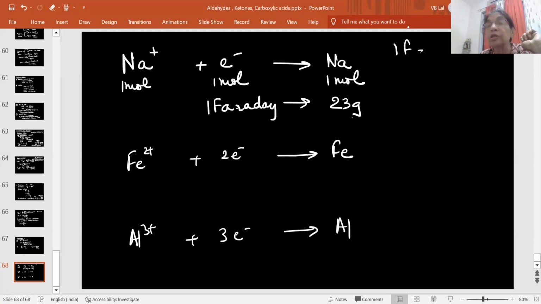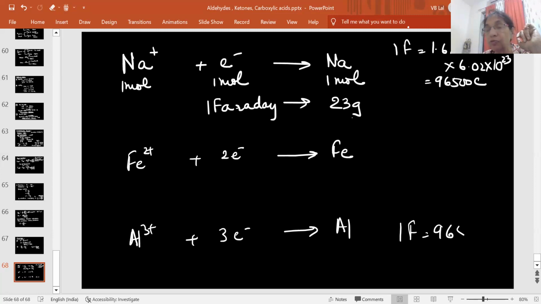1 Faraday is equal to 1.6 into 10 raised to minus 19, which is the charge on 1 electron, into 1 mole of electrons, 6.02 into 10 raised to 23. If I do this, it comes to 96500 coulombs. So 1 Faraday is 96500 coulombs. So 1 Faraday will discharge how much sodium? 1 mole of sodium.